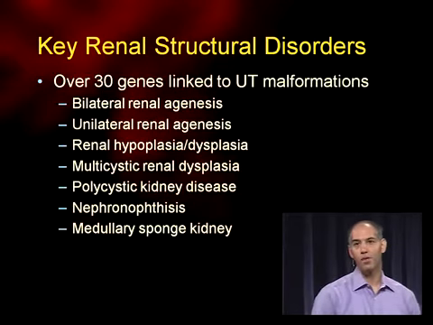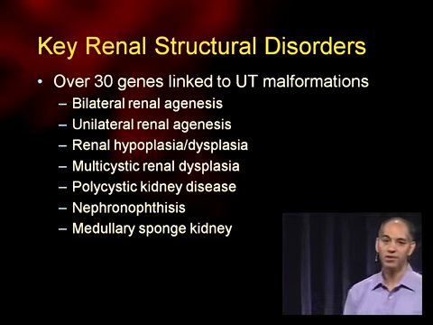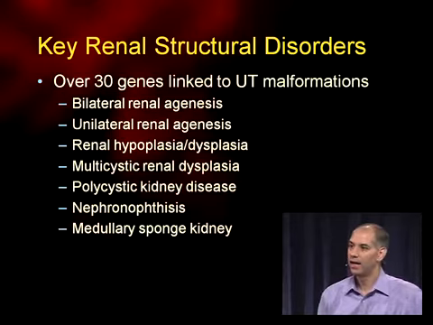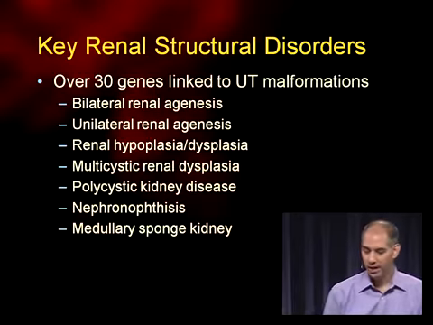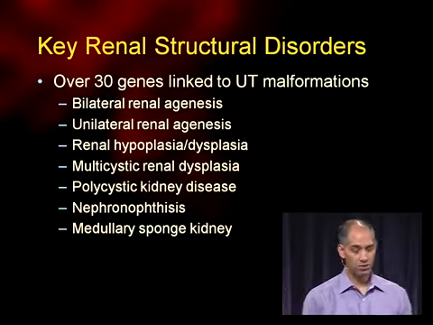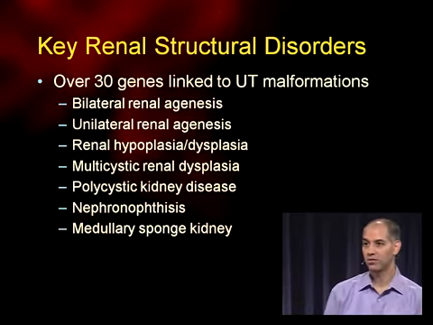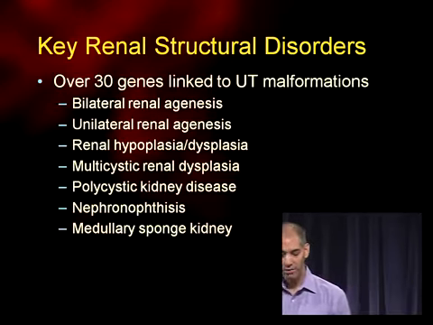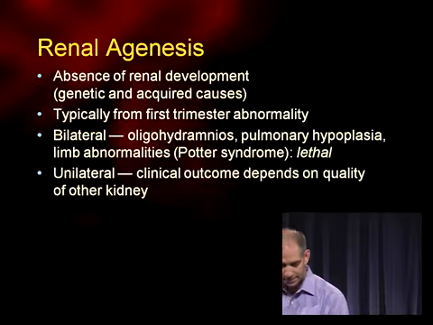There have been over 30 genes that have been linked to renal malformations that lead to anything from bilateral renal agenesis, which is generally a lethal condition, to unilateral renal agenesis, hypoplasia, dysplasia syndromes we've talked about, multicystic renal dysplasias, nephronophthisis, medullary sponge kidney.